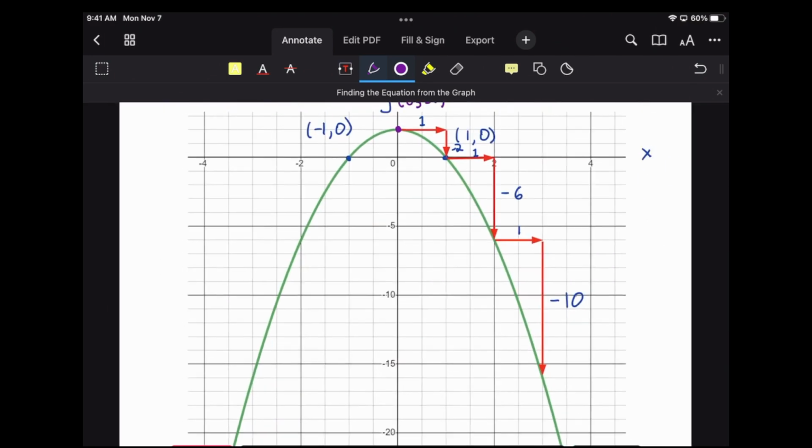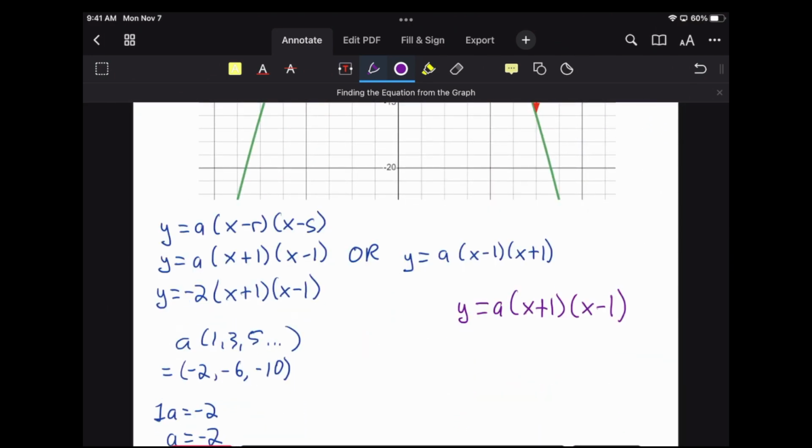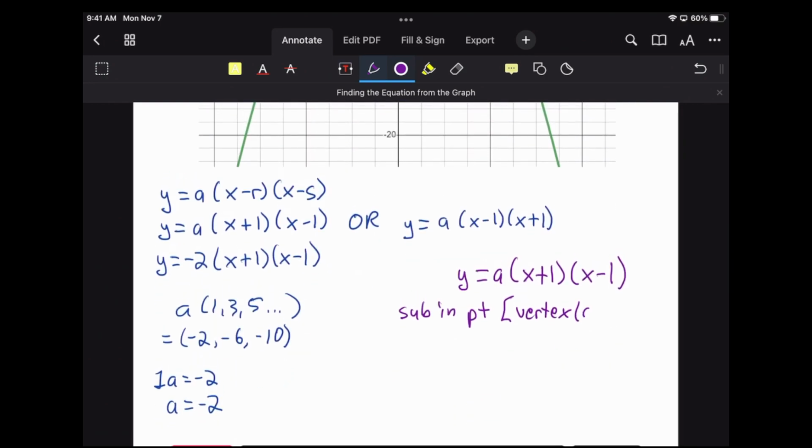What I'm going to do is substitute that point into my equation and calculate my a value. So I'm going to sub in the vertex, which had the coordinates of 0 and 2. So write out the equation. Instead of y, I'm going to sub in a specific y value. Don't know my a value yet. Instead of x, I'm going to sub in my specific x value. 0 minus 1.